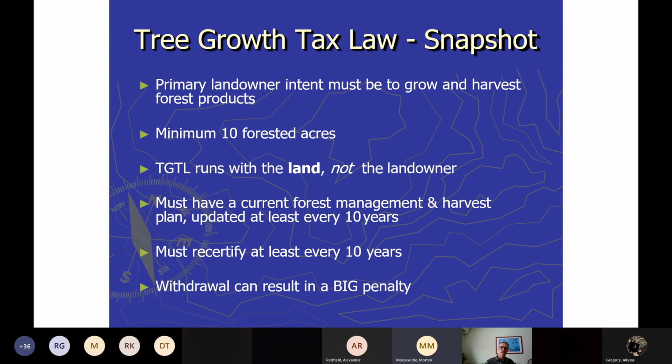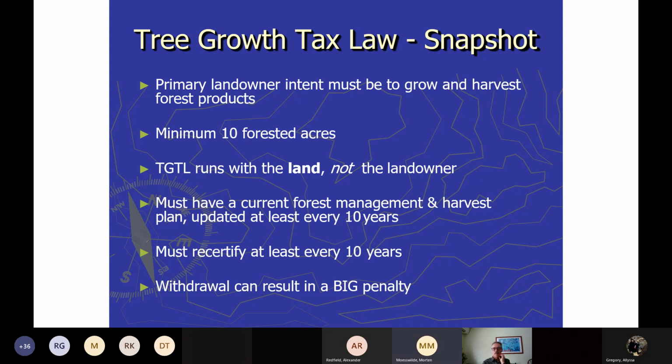The requirements, as I've outlined here, certainly suggest that someone who's interested in managing their land for commercial forest products, maintaining it for the long term, has the minimum acreage, is willing to abide by these requirements and recertify every 10 years might be a good fit. For other owners, this program might not be the right program.